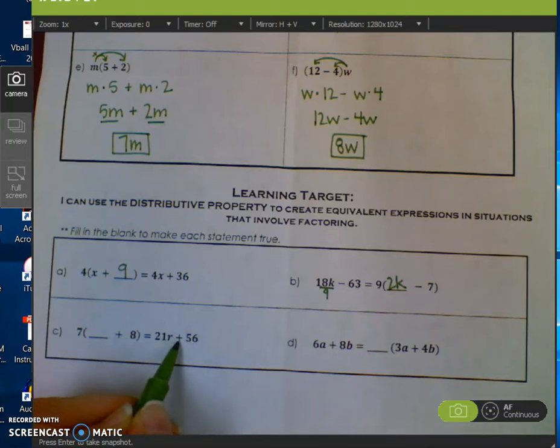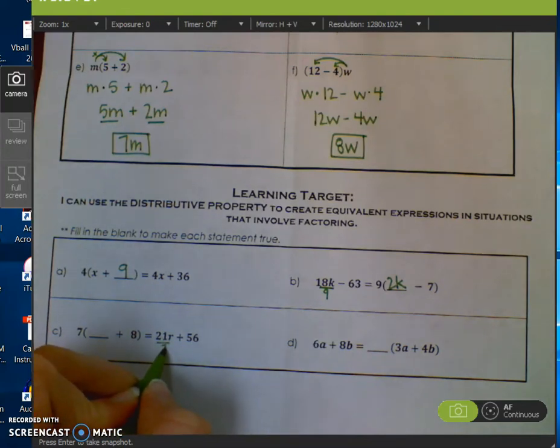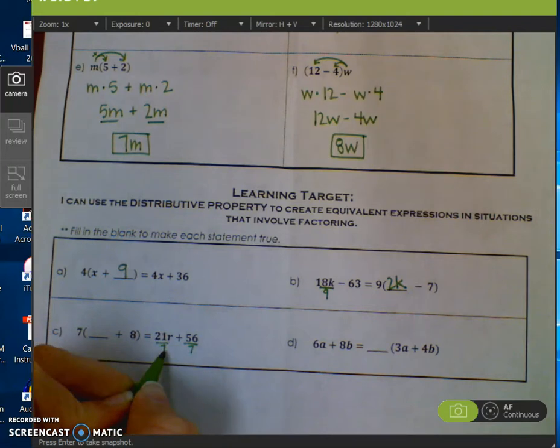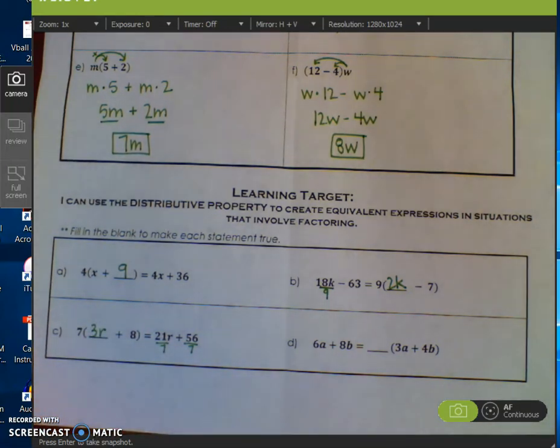So we've got our plus sign, we've got 7 times 8 is 56. So 7 times what gives me 21r? Or we can always just divide 21r by 7, because 56 divided by 7 gives me 8. 21 divided by 7 is 3, and then we've still got that r in my numerator. So we know that this is 3r. 7 times the quantity 3r plus 8 is equivalent to 21r plus 56.